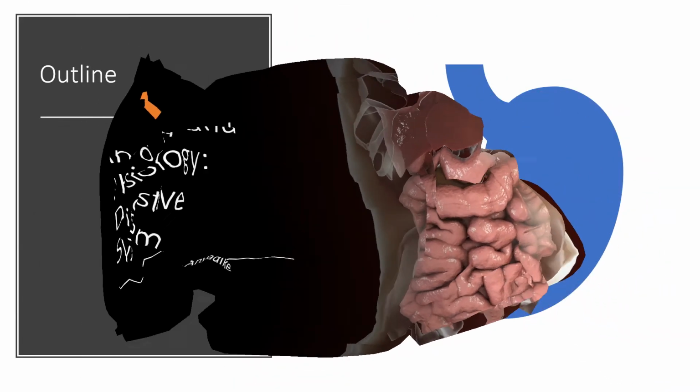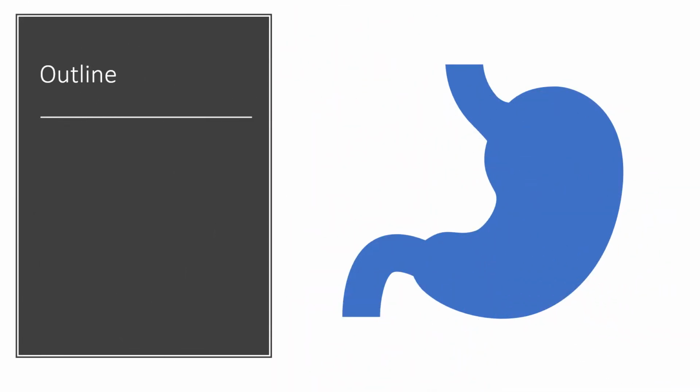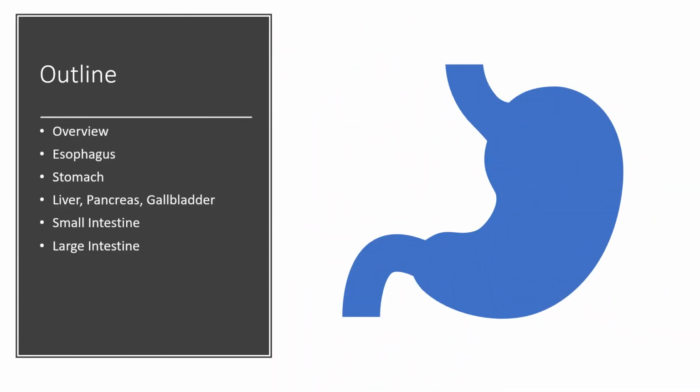So what we're going to talk about today is an overview of the digestive system, the esophagus, the stomach, the accessory organs of digestion such as the liver, pancreas, and gallbladder, the small intestine, and the large intestine.